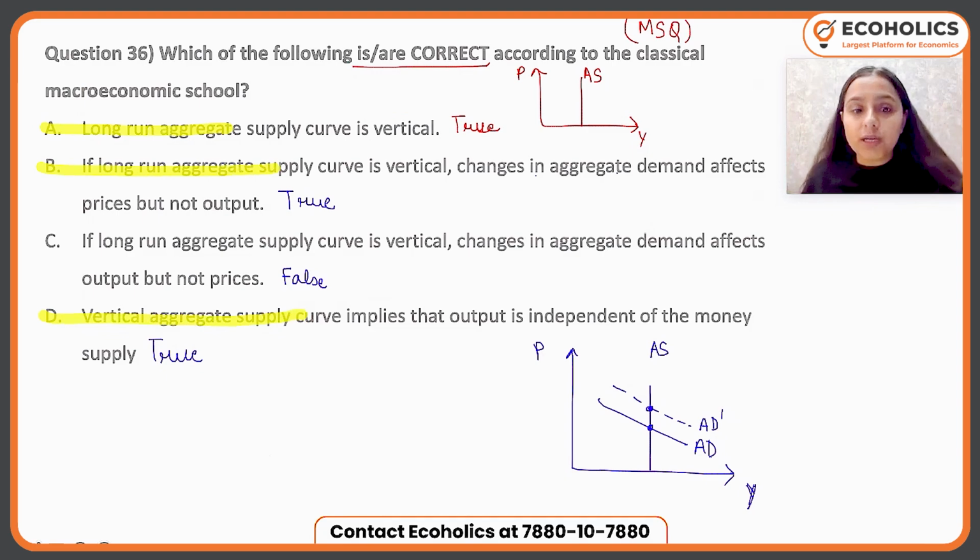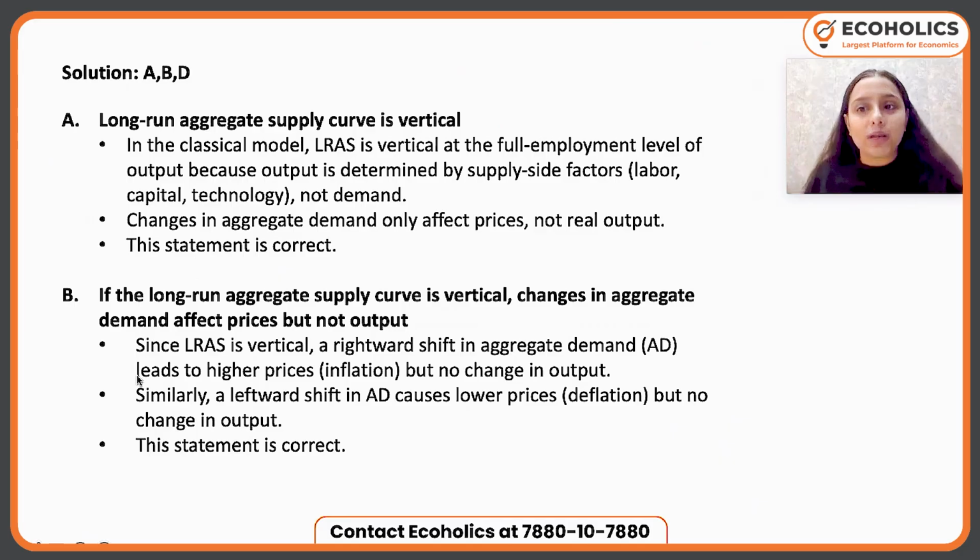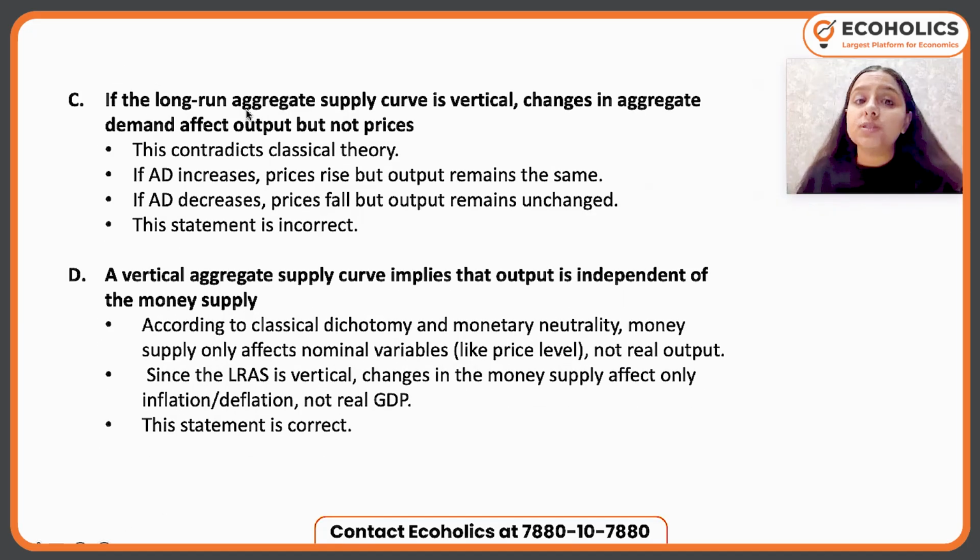If you wish to read the explanation for these options, it is presented here. You can definitely give it a read. So the solution is A, B, D. Long run aggregate supply is vertical, which is true. Option B, that it does not change output but only affects prices, is also true. Option C is false. And option D, which talks about the classical dichotomy and money neutrality, says that money supply only affects nominal variables like prices and not real variables like output. So this statement is also correct.